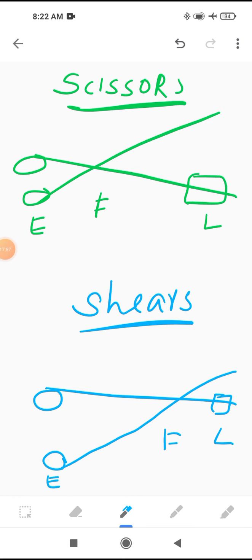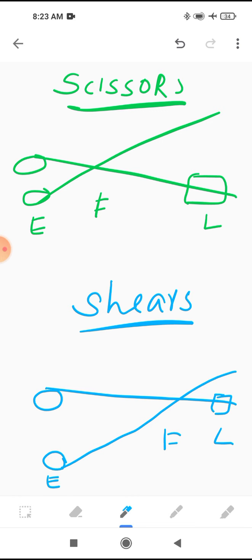But shears are also like scissors. They are metal cutters. The difference here is scissors are used for cutting paper or cloth, but shears are used for cutting metals. But its structure is different. See, the handle of the shears is longer, the cutting blade portion is shorter, just opposite of scissors. And both are first order levers. Look at the diagram. In both cases, the fulcrum lies between effort and load. So both are first order levers.